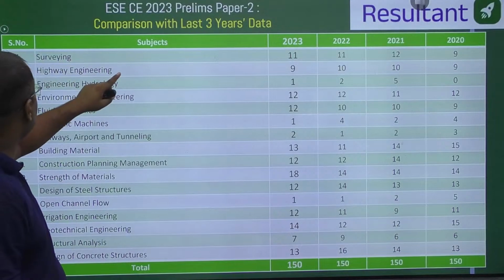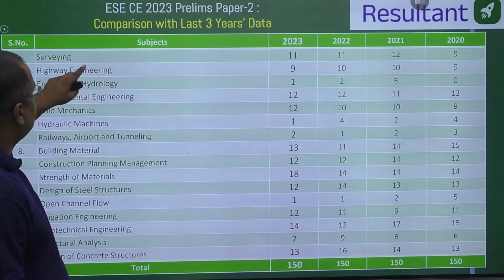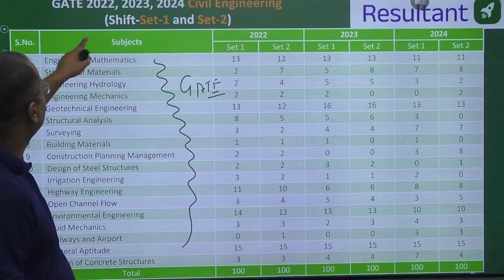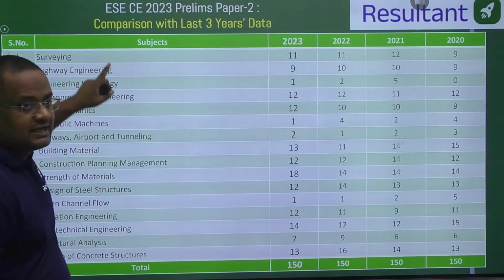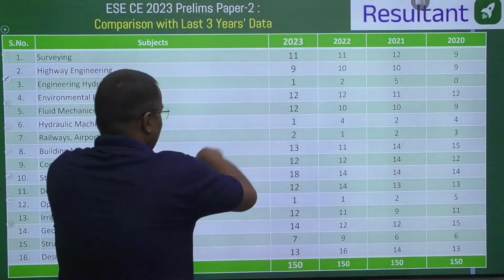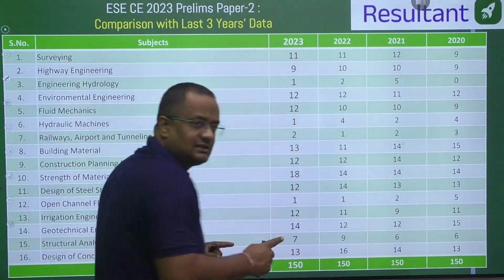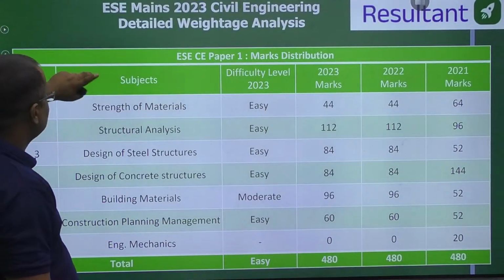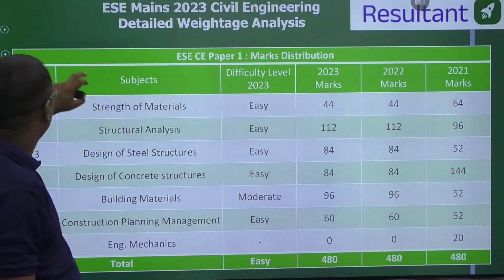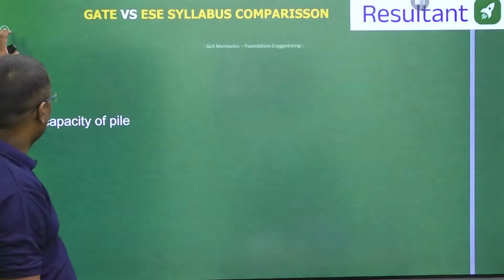This weightage analysis is for ESE also. That was for GATE 2022-2024. This is for ESE. Now this one is of 12 marks, this is of 10 marks, this is of 1 mark, this is of 14 marks. You will get this PDF, guys. Okay. This is for subjective. Okay, ESE subjective. This all you will be getting.